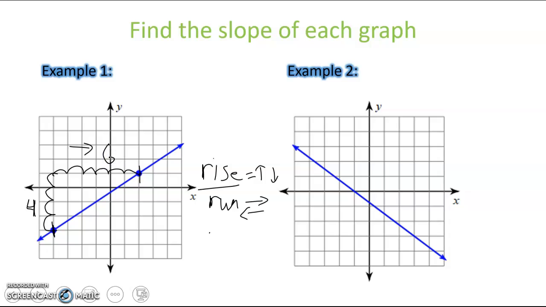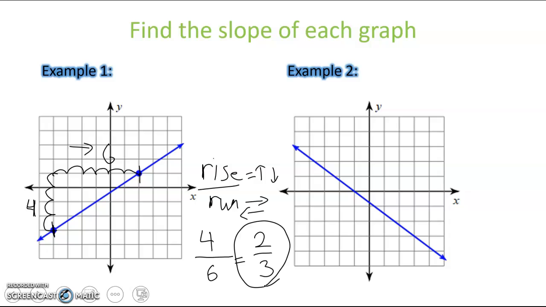Remember, your rise goes on the top. The number that you count up or down goes on the top as 4, and the number that you count left or right, this time we counted right 6, goes on the bottom. And remember, we always simplify our fractions out to be 2 over 3, and that right there is our slope. All right. Now let's go over here.